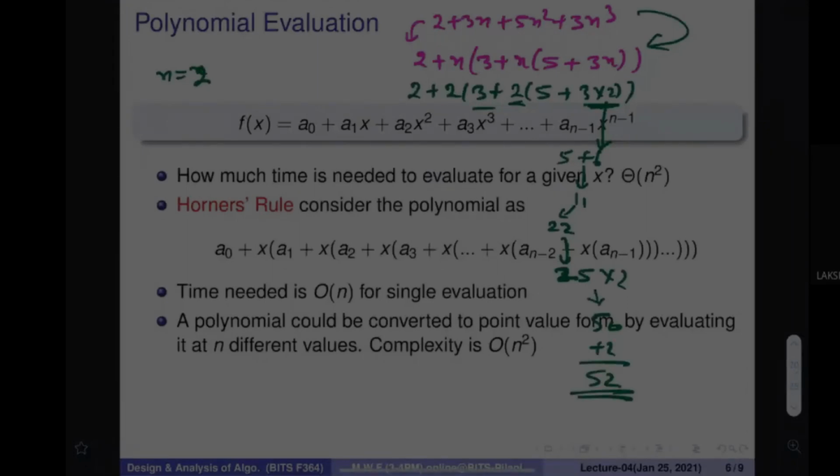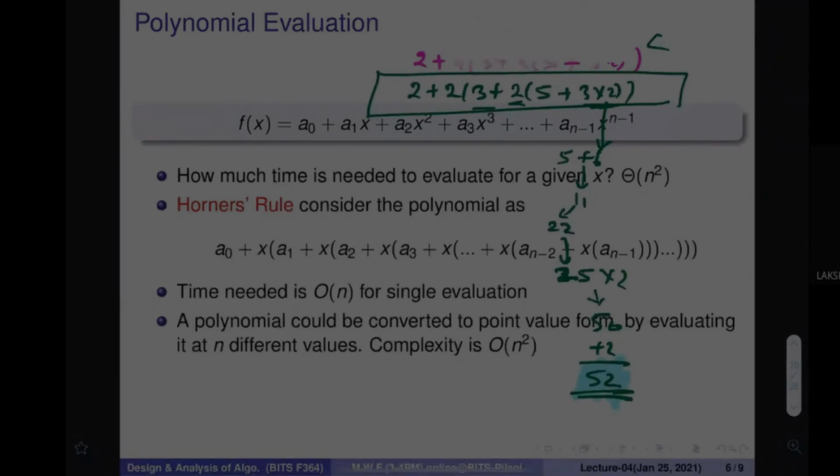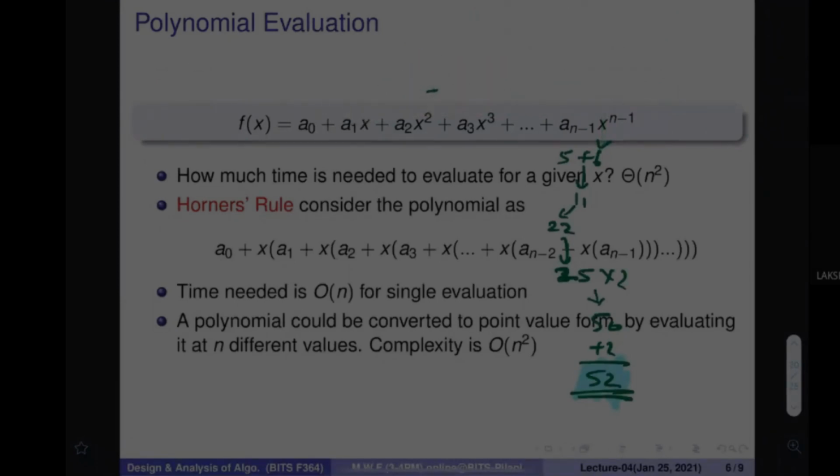Okay. So in every step, you can see that everything is serialized now. One step, one step, one step, and from here to here, you can find the value in a single go. So Horner's rule is an important way to find the value of a polynomial. It is a very efficient way to find the value of the polynomial.